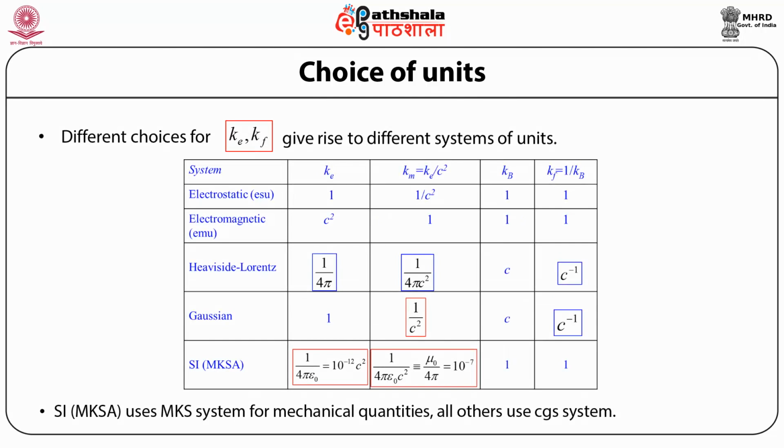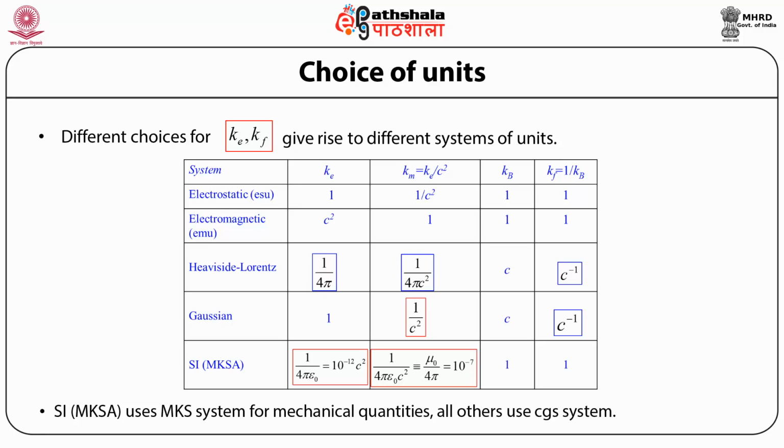The various systems differ in their choice of numerical values and dimensions of the remaining constants Ke and Kb. Here on the screen you can see a table where we have listed the values of the 4 parameters for the Gaussian, the SI units that are currently widely in use, and some other systems which have been used in the past and are still used sometimes.